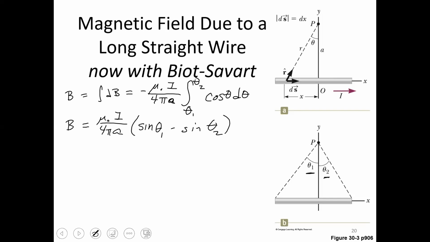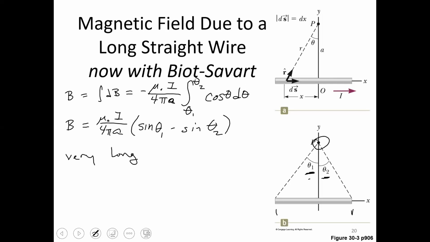And this is just kind of a generic solution of what the magnetic field due to a long wire looks like. So if our wire is only a short segment, we can still figure out what the magnetic field looks like at a certain point by knowing what angle we get by looking at either end of that wire from this point.